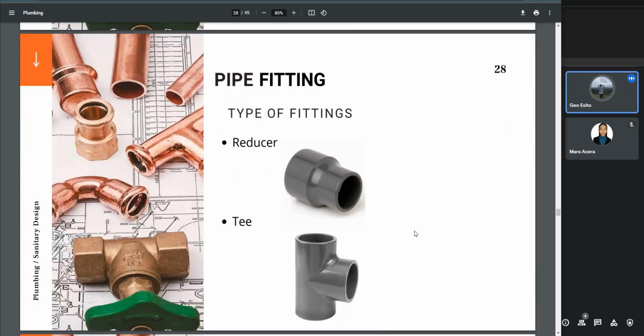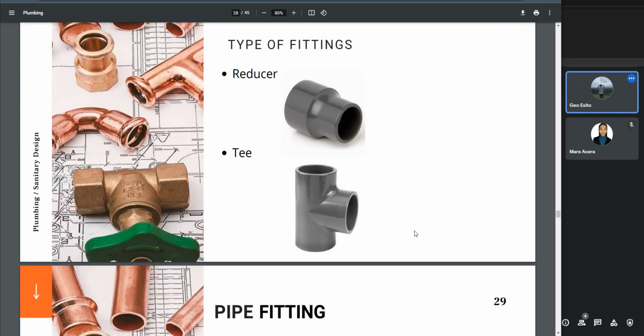Next is the reducer. It is used to connect pipes of different diameters. A reducer may be of various types like reducer T, reducer elbow, and reducer socket. Next is the T. It is an important fitting with a side outlet at 90 degrees to the run of the pipe. These connect pipes of various diameters and help in changing the direction of water or material in a pipe. Tees are made in various sizes, like equal or unequal. The equal T is most commonly used.